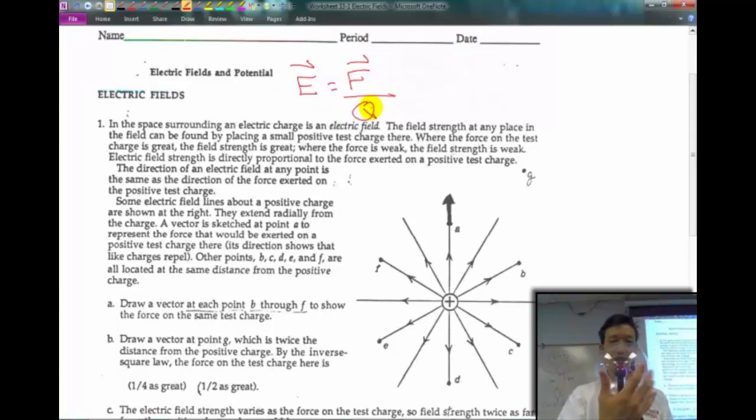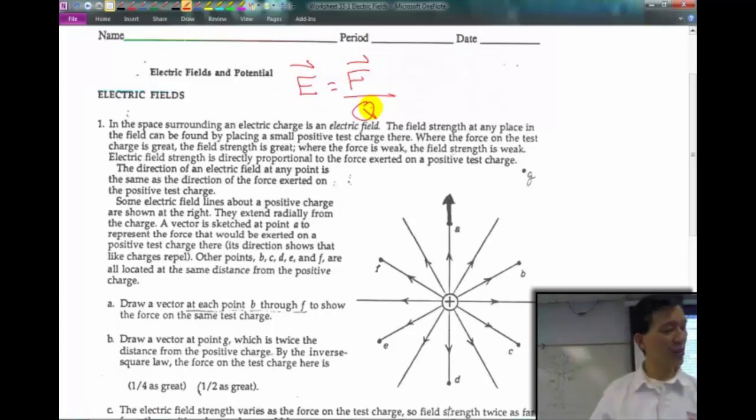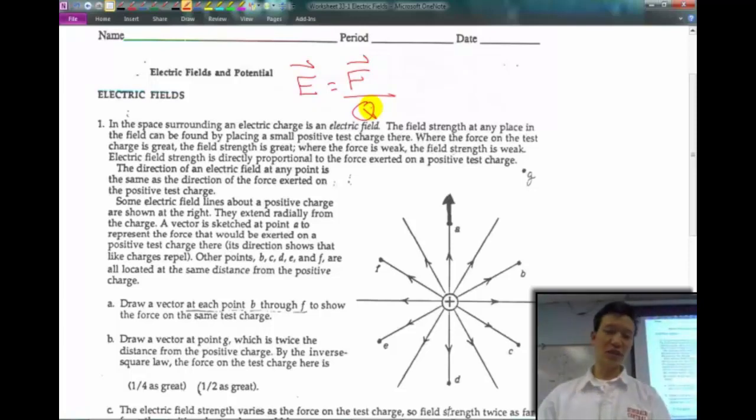So again, I kind of like the analogy of wind. You can't see wind, but you see its effects. That's what an electric field is. It's like an electric wind. It's a force field that acts on other charges surrounding the space around a charge.